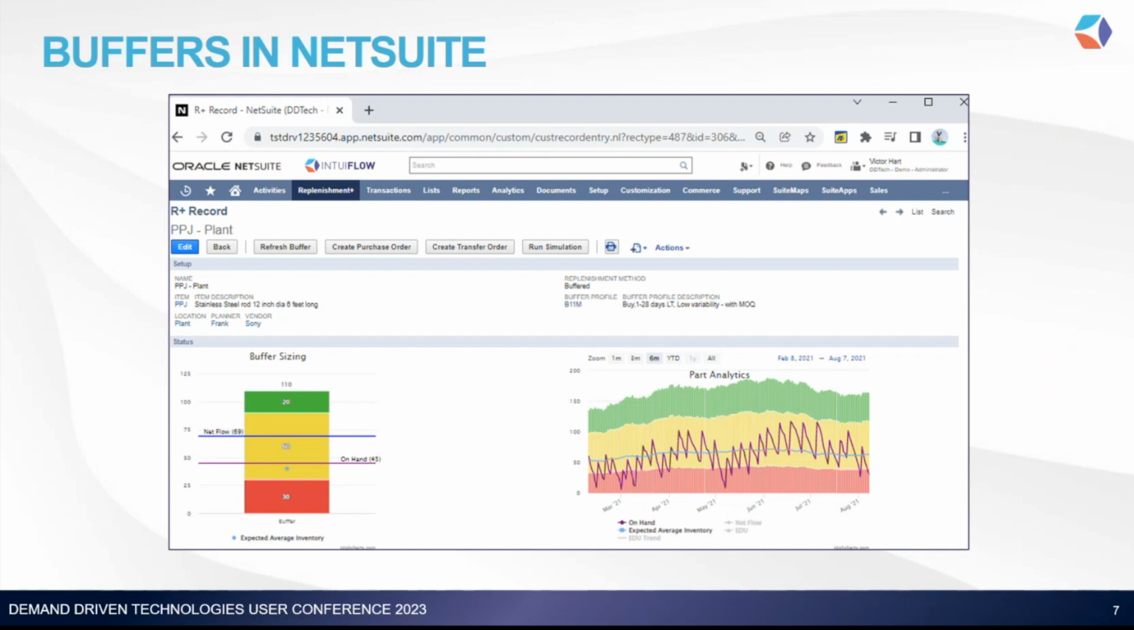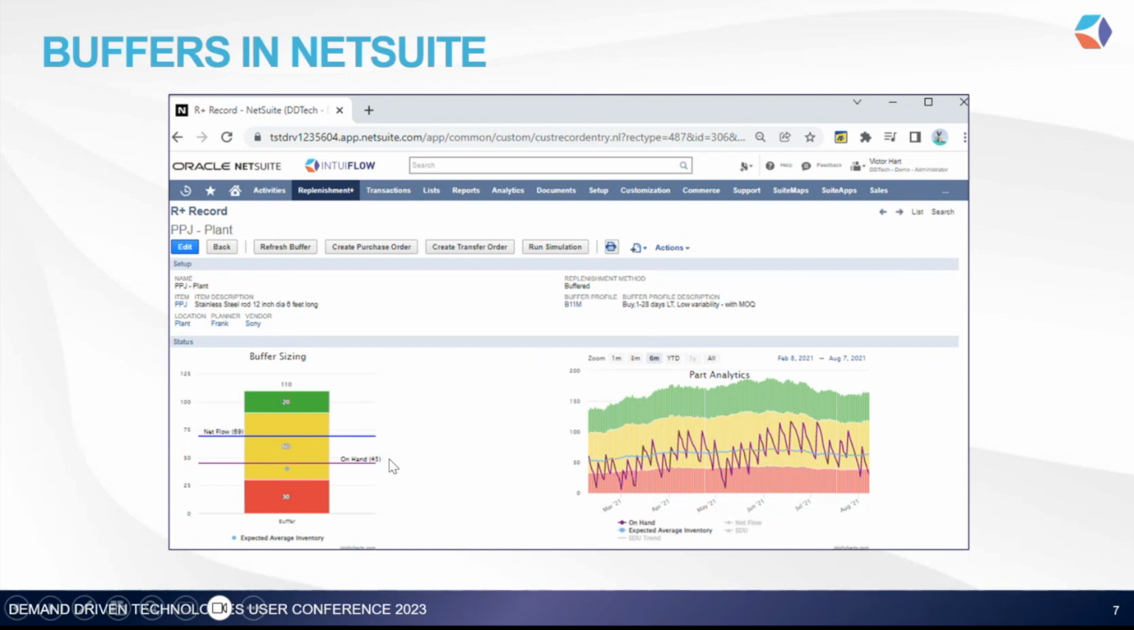So we want to manage them independently. We can see on the left here, the buffer sizing shows how this buffer is sized as of today. So we can see the red, yellow, and green zone. The net flow is in blue here. We can see that that's in the yellow zone. So instantly upon looking at that, I've got an order recommended against this item today, to get that net flow back out of the yellow zone and up to the top of the green zone.